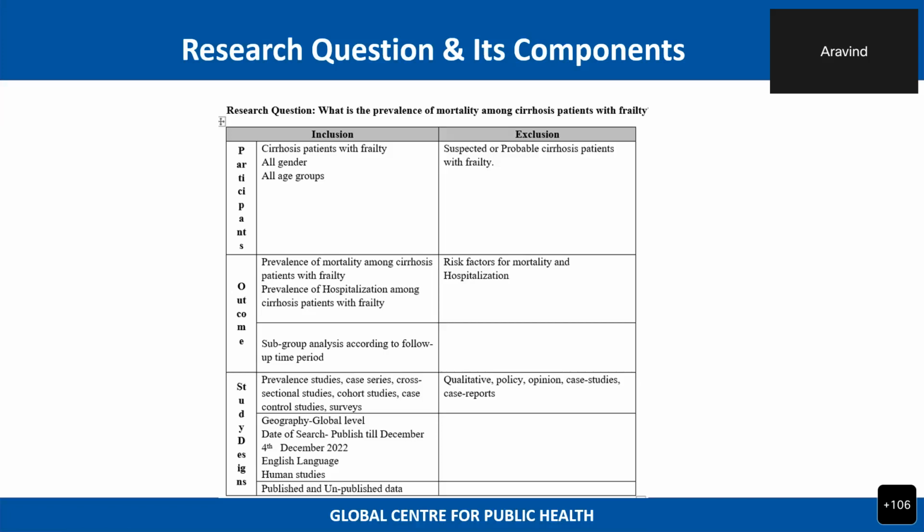And here I have also displayed another important step in doing the research, which is framing your inclusion and exclusion criteria, which will again be very useful for you in registering with PROSPERO, as well as framing your search strategies. So participants are cirrhosis patients with frailty. I'll be including patients of all genders and all age groups, no exclusion in that aspect. However, I'll be excluding suspected or probable cirrhosis patients with frailty. So only the confirmed cirrhosis patients I'll be taking. So that is the inclusion and exclusion criteria.